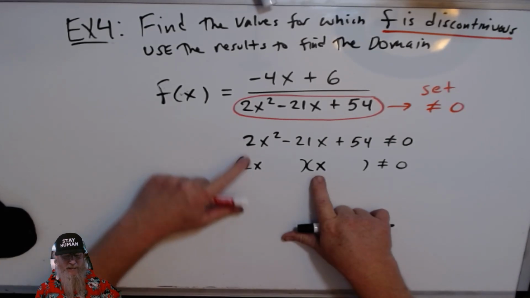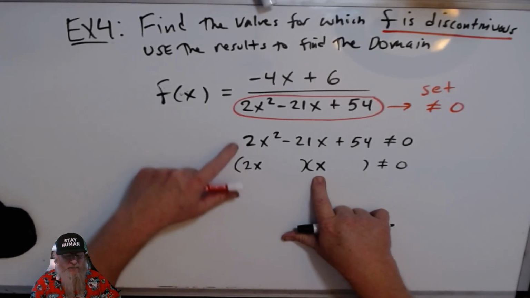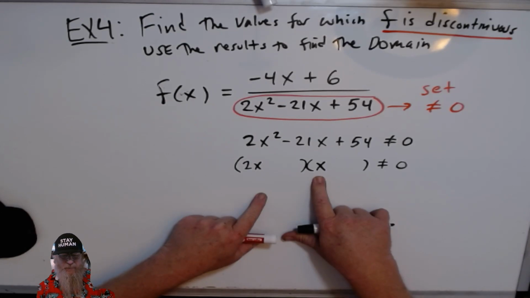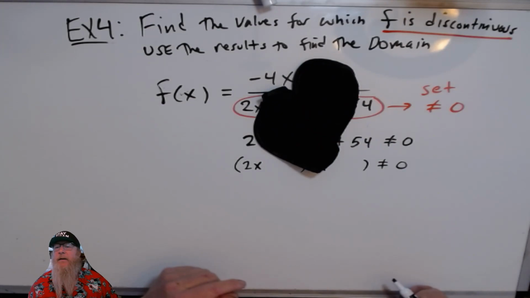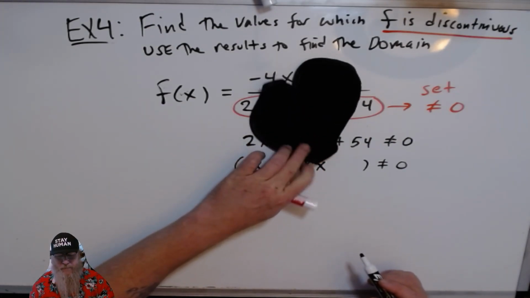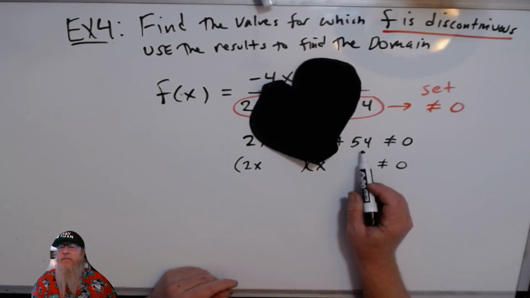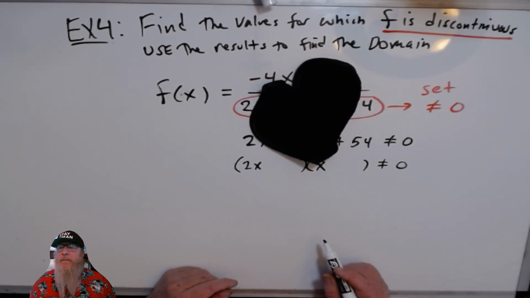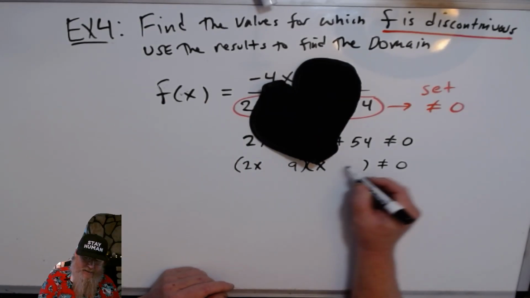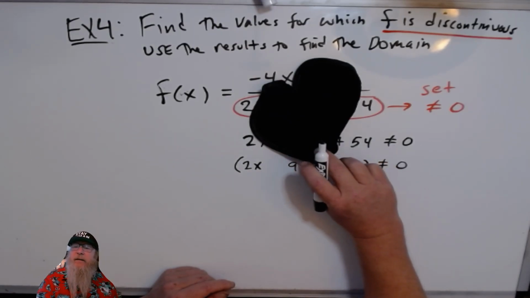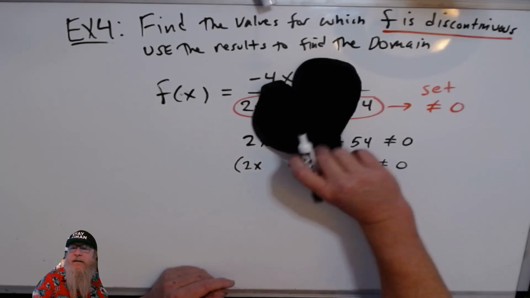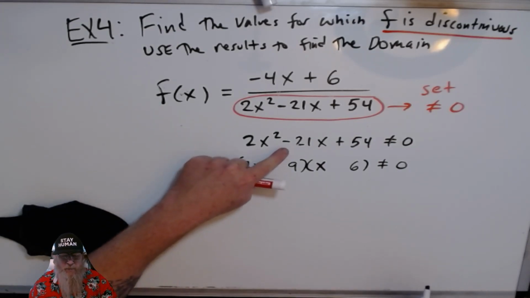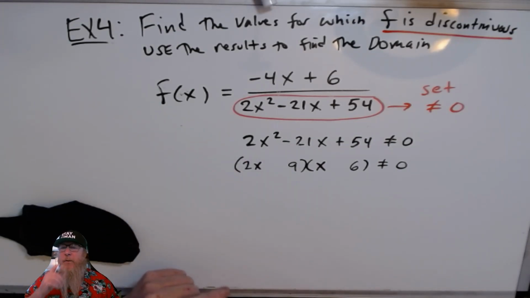So I'm looking at the leading term. It's 2x times x, which would be 2x squared. For the moment, I'm going to ignore the middle term and just look at the last term, 54. How about 9 and 6? The reason I'm ignoring the middle is I don't know if it's going to equal 21 or not. Let's see. Oh, negative 21. So then I hope that I can get negative 21 out of this.